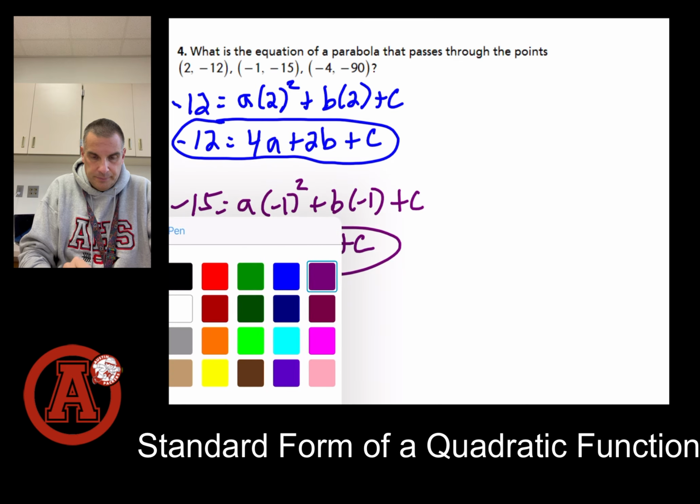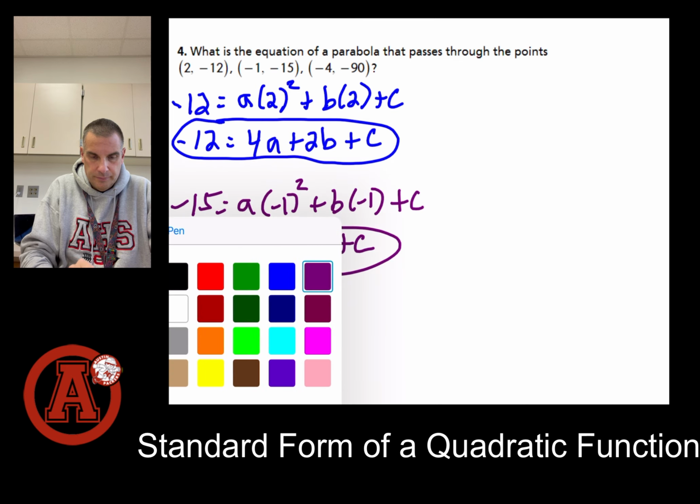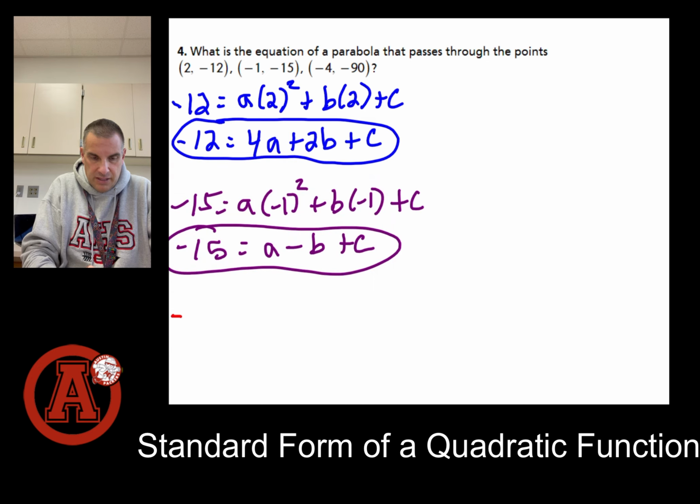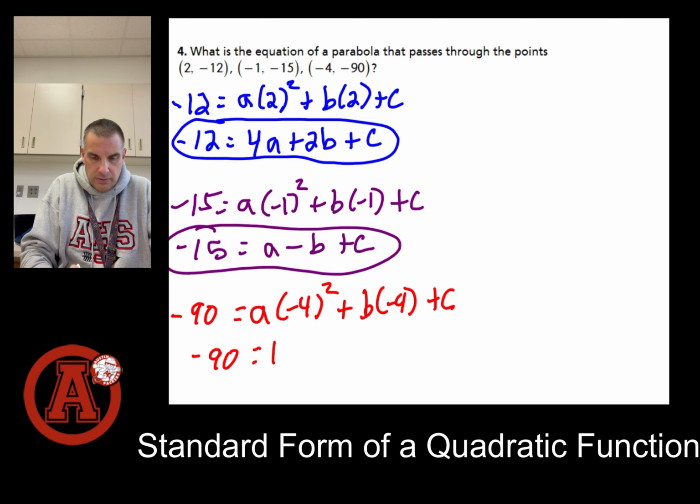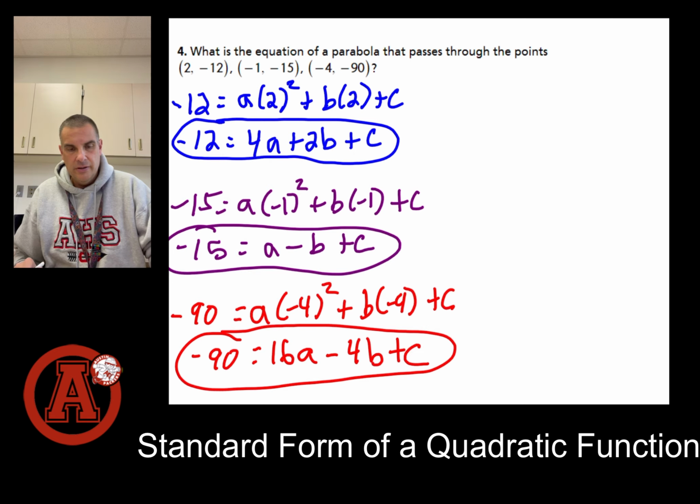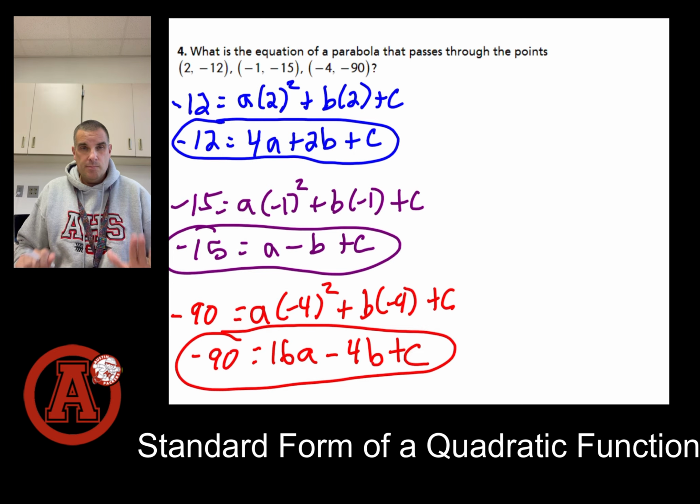Third one. The y value is negative 90, which is equal to a times negative 4 squared plus b times negative 4 plus c. So negative 90 is equal to 16a minus 4b plus c. So there's my third one. Yay! We've got that part.